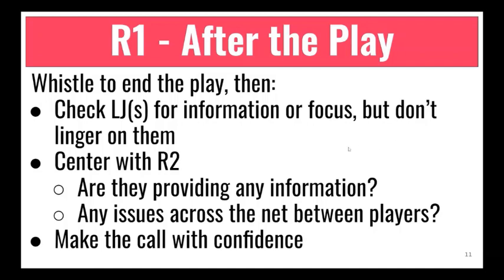Once you have the information you need, you're going to center with your R2, see if they are providing any information to you, and to see if they made a net call. Maybe they had an issue with somebody under the center line or across the center line, or maybe there's a question about what side a quick block down landed on. Let that R2 give you that information if they have any, and then make your call with confidence.